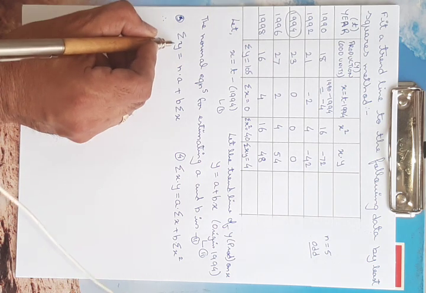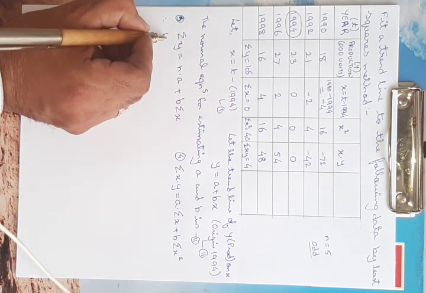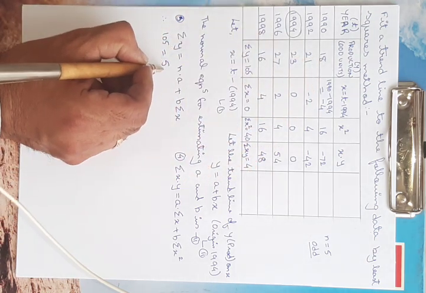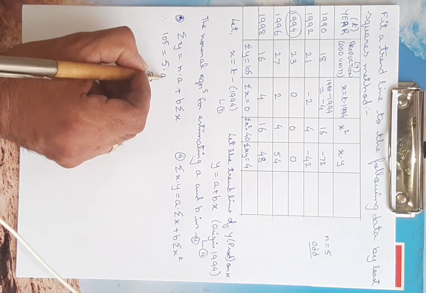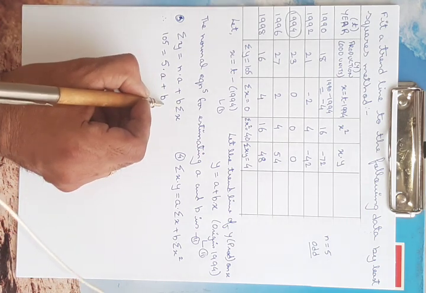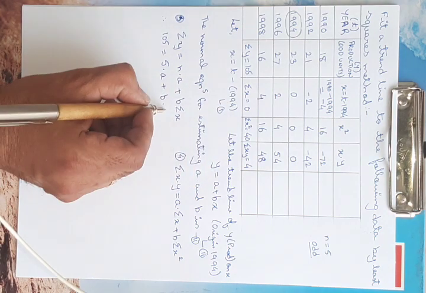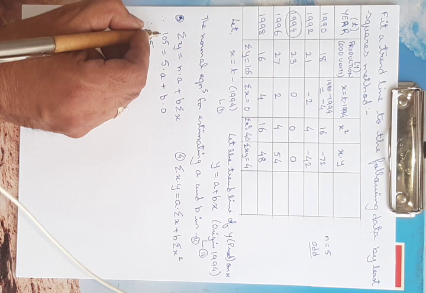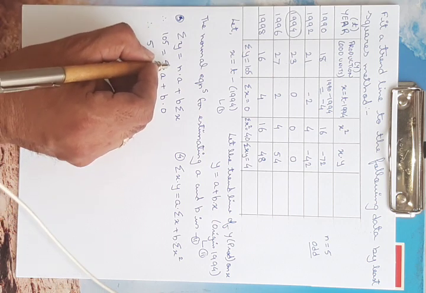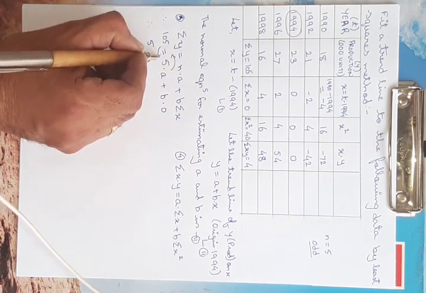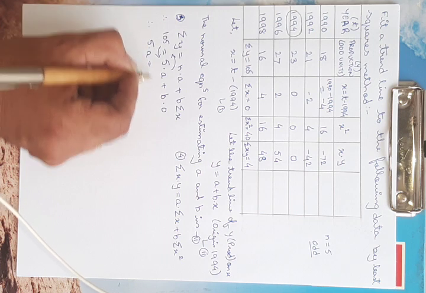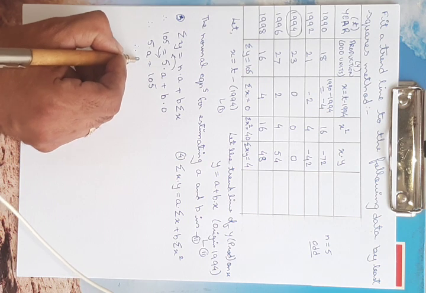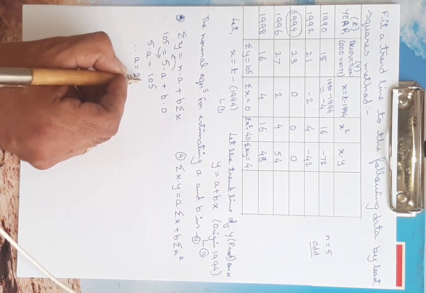Now, what is summation y? This is 105, equal to n. What is n? That is 5, the total number of observations, multiplied by A plus B into summation of x. What is summation of x? That is 0. So this equation becomes 5A. I'll move this to the right-hand side: 5A is equal to 105. Therefore the value of A is equal to 21.